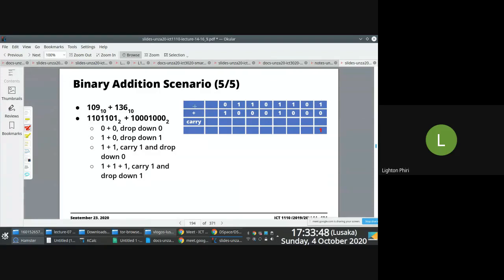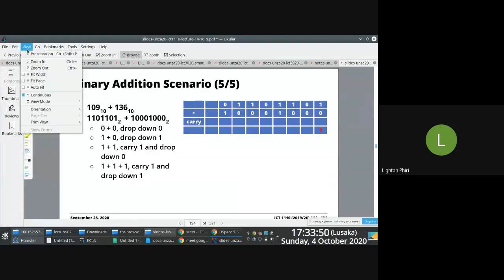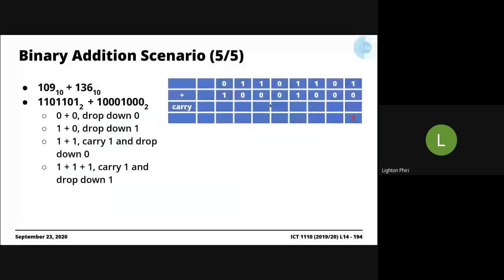This is my 109, this is my 136, and then I go through the same sequence of events. 1 and 0, drop down 1, the answer is 1, carry 0. 0 and 0, it's 0. 1 and 0, it's 1, I carry 0. 1 and 1, carry nothing. 1 and 1, it's 0, carry 1. 0, 0, 1 is 1, carry nothing. 1 and 0 is 1, carry nothing. 1 and 0 is 1, carry nothing. 0 and 1 is 1, carry nothing, right? And you're done, really, right?